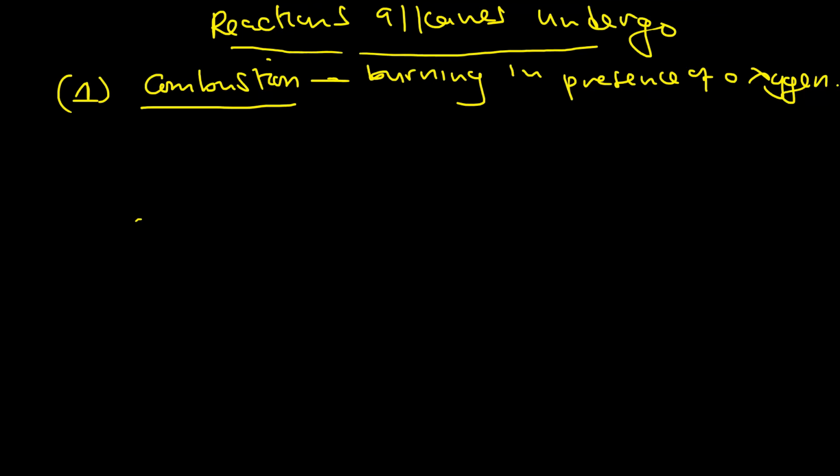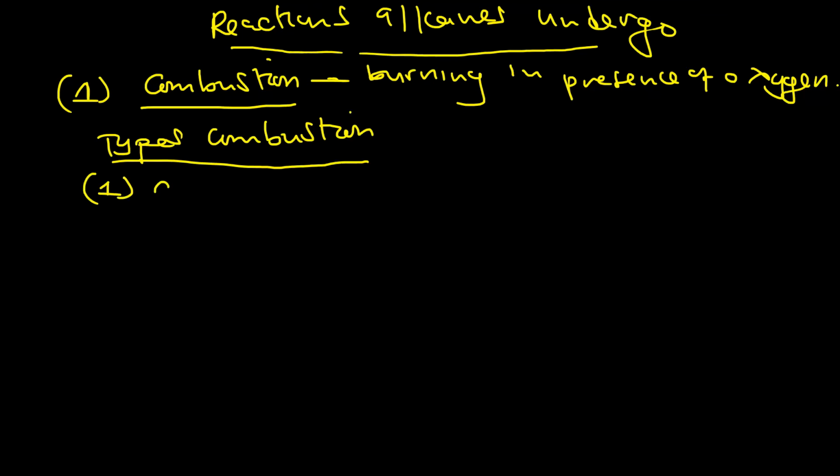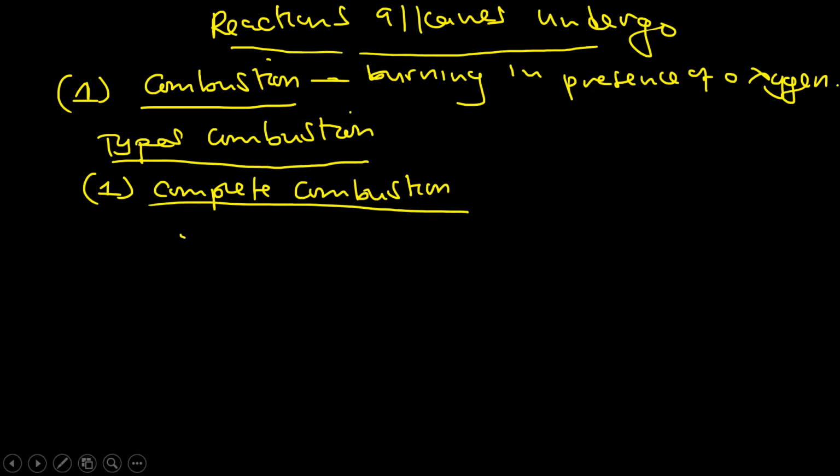Now, as we talk of combustion, of course, there are different types of combustion. They undergo combustion, yes, but it depends on the amount of oxygen present. So one type is complete combustion. As the name suggests, it means burning completely. Alkanes burn in a full supply of oxygen, so they are able to burn completely and produce carbon dioxide and water.